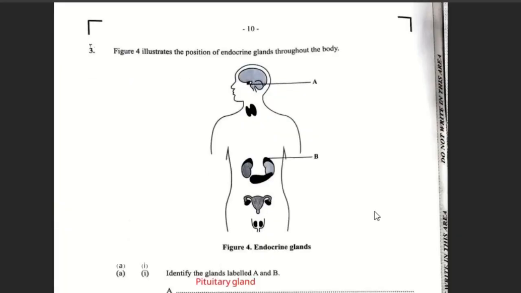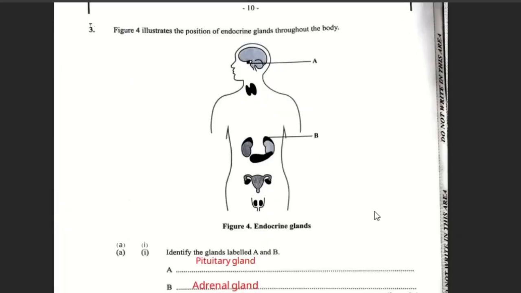Alright, so the next part is going to be the endocrine system. The endocrine system has literally everything to do with glands and hormones, right? So the first part is saying identify the glands labeled A and B. You see the A pointing in the brain, so we know that is going to be the pituitary gland. And we see B pointing on top of the kidney, so we know that is going to be the adrenal gland, right?